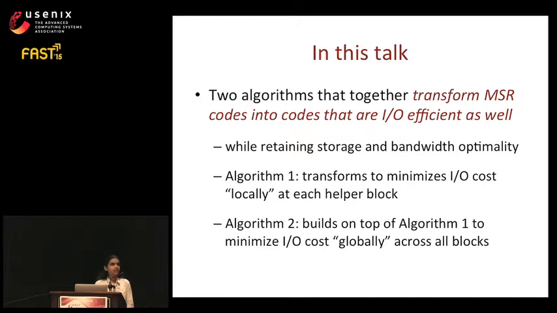In this talk, I'll present 2 algorithms that together transform MSR codes into codes that are efficient with respect to I/O as well, while retaining storage and bandwidth optimality. The first algorithm transforms MSR codes so that they are locally I/O optimal at each helper block. The second algorithm builds on top of the first to minimize I/O cost globally across all the blocks.